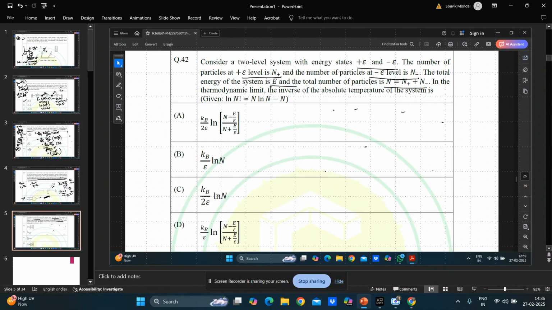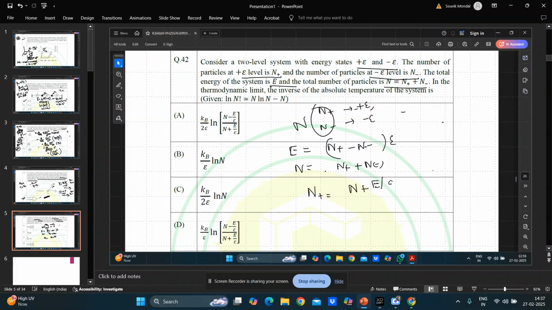The next question. You have some n plus particles in the plus epsilon state and n minus particles in the minus epsilon state, and the total number of particles is N, and the total energy is E, right? So E is simply (n plus minus n minus) into epsilon, and N is equal to n plus plus n minus. So you can calculate what n plus and n minus are. So n plus is N plus E by epsilon, divided by 2, and n minus is equal to capital N minus capital E by small epsilon, divided by 2.